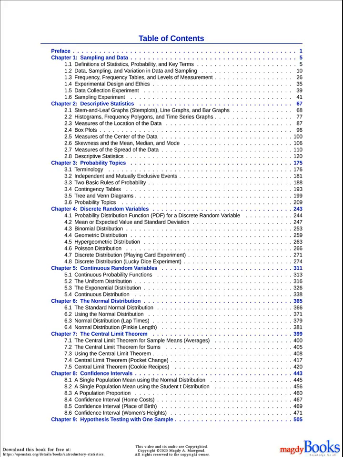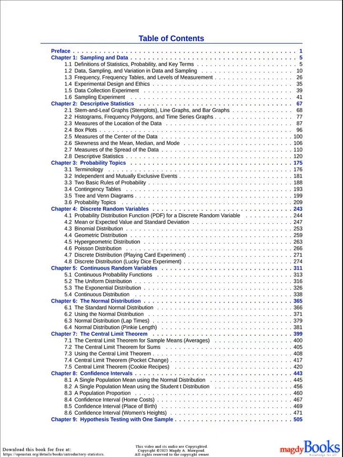4.7. Discrete distribution, playing card experiment. 4.8. Discrete distribution, lucky dice experiment. Chapter 5. Continuous random variables. 5.1. Continuous probability functions. 5.2. The uniform distribution. 5.3. The exponential distribution.